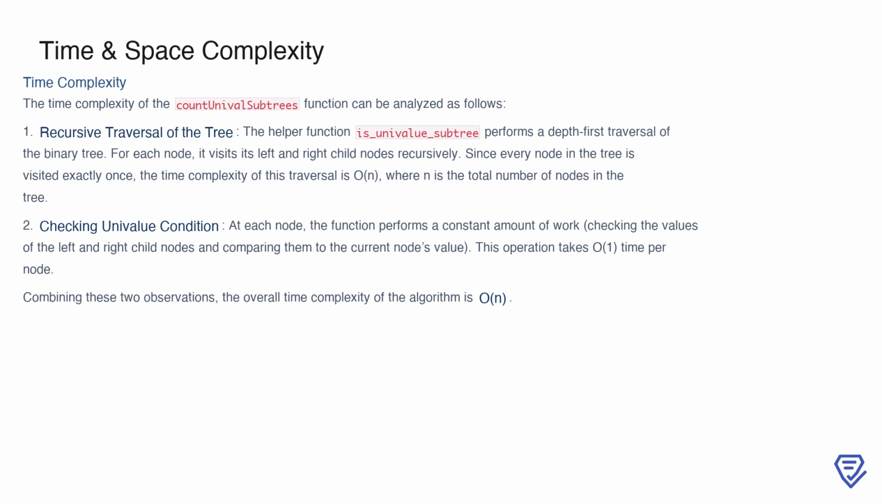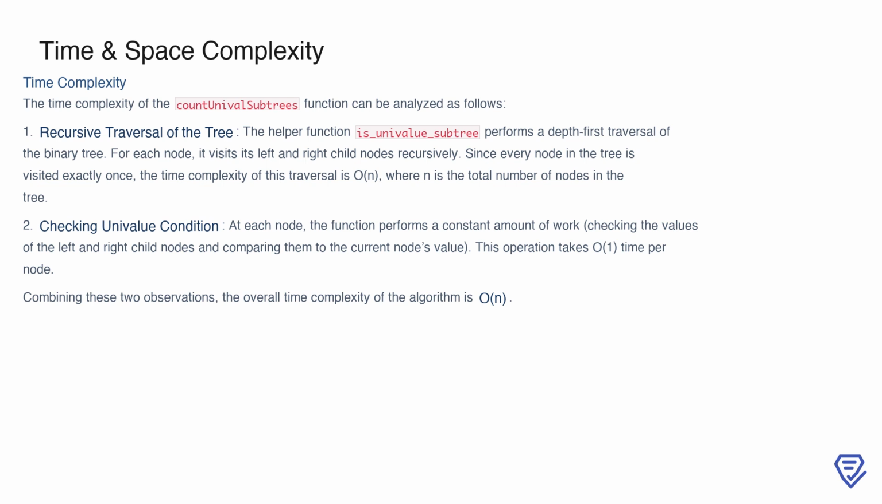First, the recursive traversal of the tree. The helper function is_Univalue_Subtree uses depth-first traversal, meaning it processes each node in the binary tree by visiting its left and right child nodes recursively. Because each node is visited exactly once during this traversal, the time complexity for this part is O(n), where n is the total number of nodes in the tree.